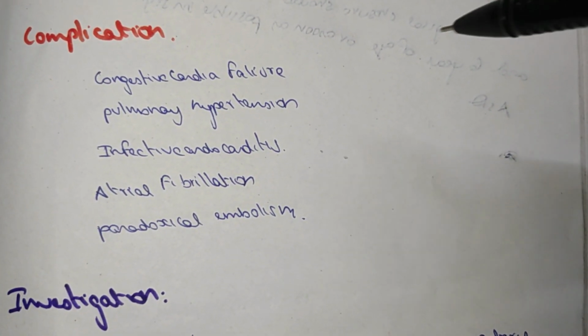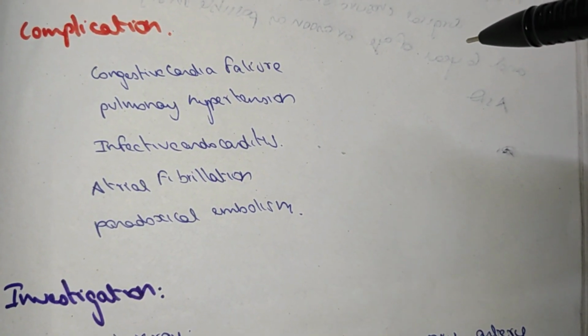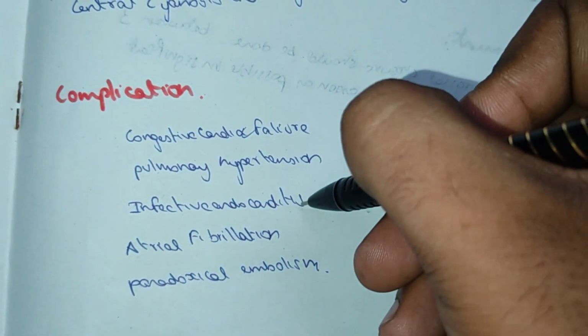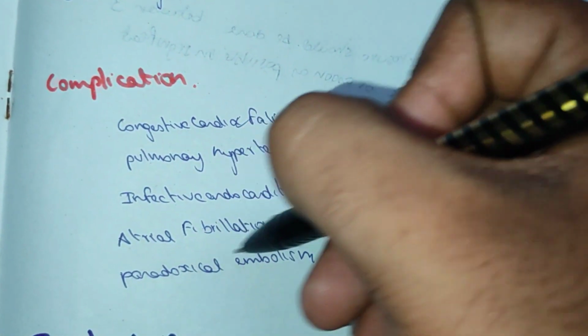Complications of this atrial septal defect are congestive cardiac failure, pulmonary hypertension, infective endocarditis, atrial fibrillation, and paradoxical embolism.